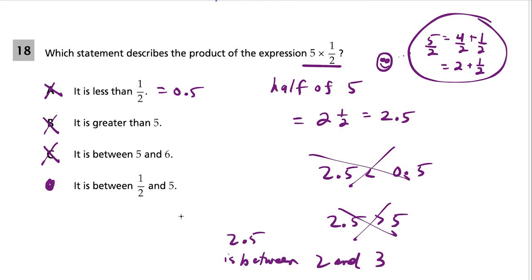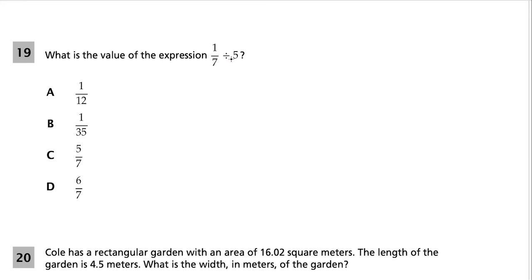that our answer, 2.5, is between 1/2 and 5. That is true. Okay, because if we have 0, 1, you see 1/2 is here, and then we have 2, 3, 4, 5. So 1/2 is here, 5 is here, and our answer to that question was 2.5, and 2.5 is definitely between those two. So definitely choice D.